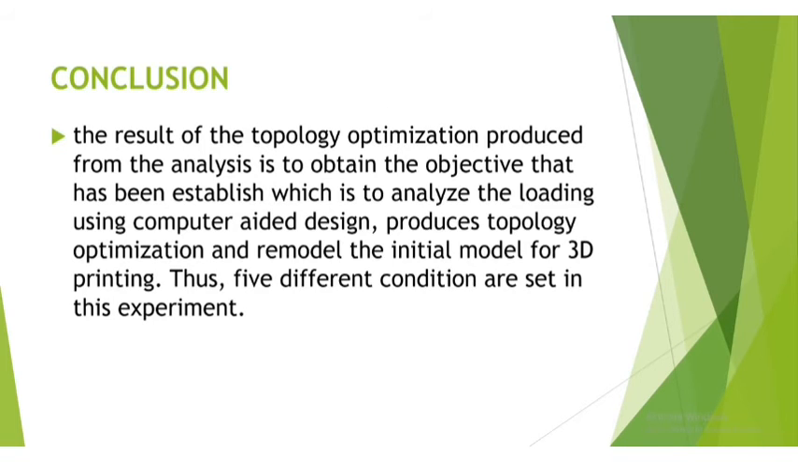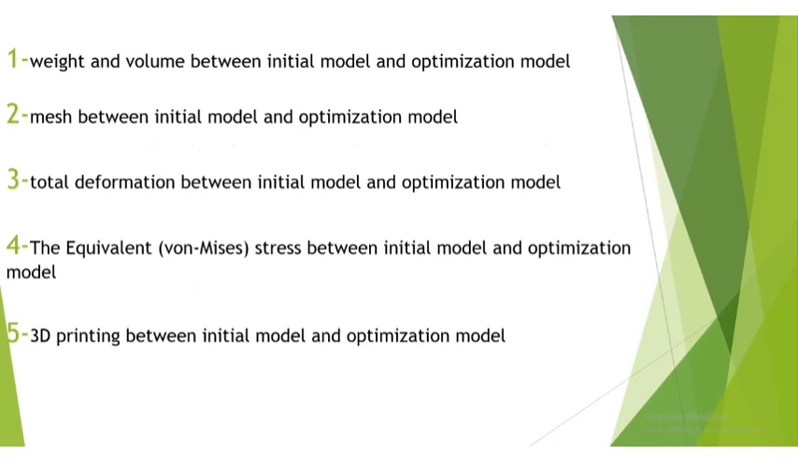The first thing is weight and volume between internal model and optimization model. Second thing is mesh between internal and optimization model. The third thing is total deformation between internal model and optimization model. The number 4 is equivalent von Mises stress, and 5 is 3D printing time between internal model and optimization model.